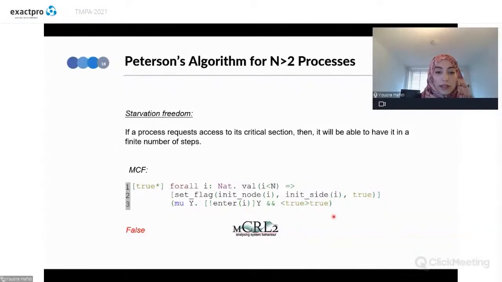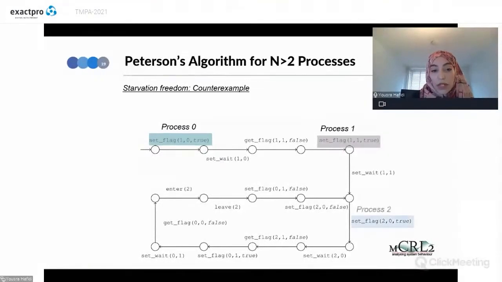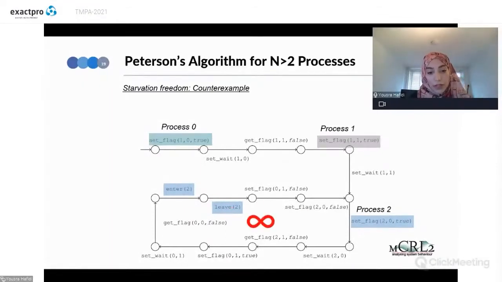And this property is proven false. The counterexample given by the mCRL2 toolset is the following, in which we see that process 0 requests access to its critical section. Also, process 1 requests access, but we have a cycle here in which only process 2 gets access: enter, leave, and then request again and enter, leave, an infinite number of times. So processes 0 and 1 will never get their chance.